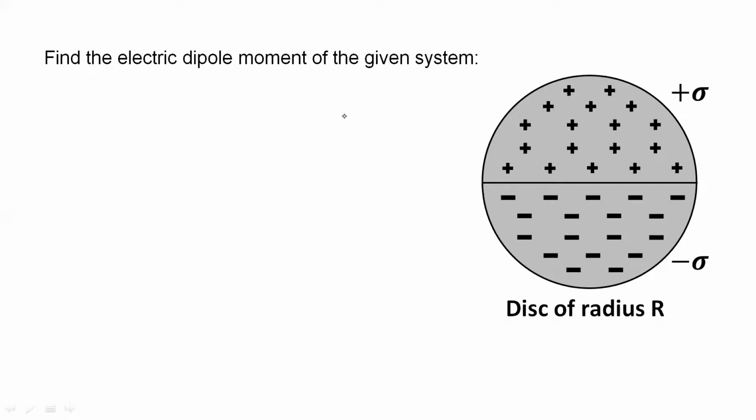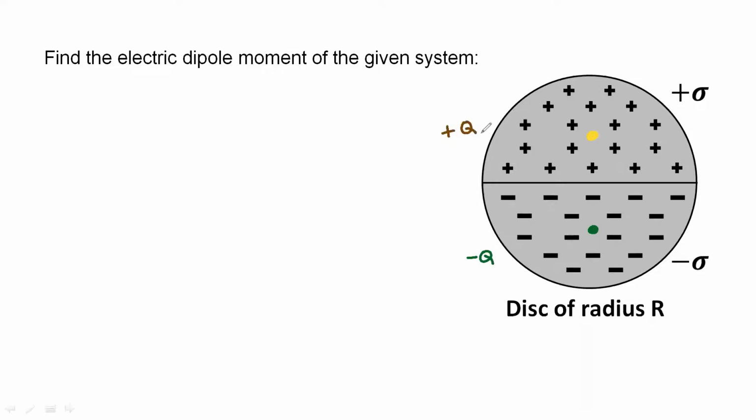Now, in this case, similar to the previous one, we are supposed to calculate the dipole moment. Now here we have a disk of radius r. Half of it is positively charged while half of it is negatively charged. We'll use the same strategy again. Let's say that the positive charge is concentrated at its positive center, while the negative charge is concentrated at its negative center. All right. And we'll say that the total negative charge is minus q, while the total positive charge is plus q.